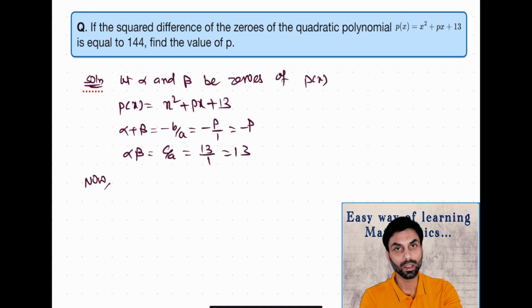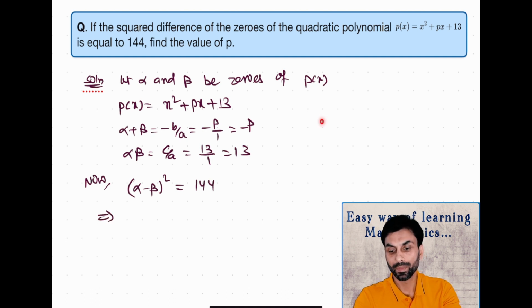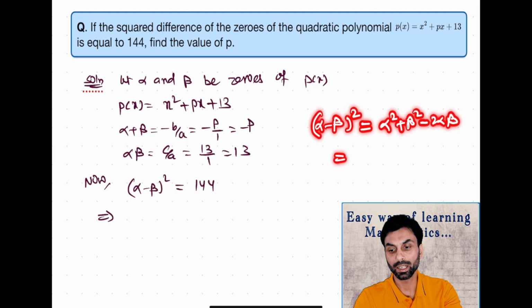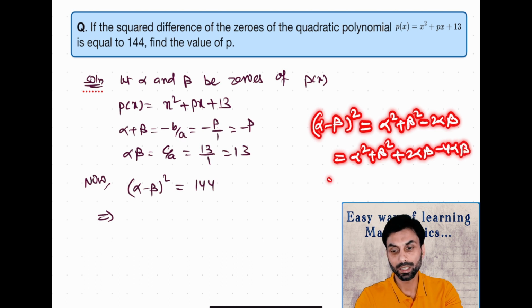Now according to the question, they have given the squared difference of zeros. That means (alpha minus beta) whole square is given as 144. As we know, (alpha minus beta) whole square can be written as alpha square plus beta square minus 2 alpha beta, which can also be written as alpha square plus beta square plus 2 alpha beta minus 4 alpha beta. And further it can be written as (alpha plus beta) whole square minus 4 alpha beta.